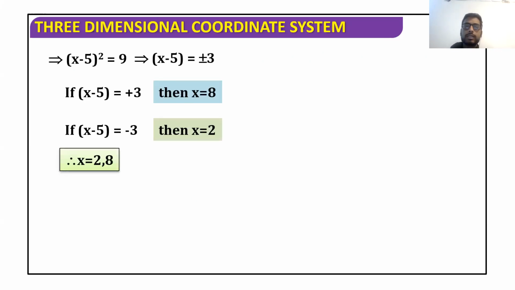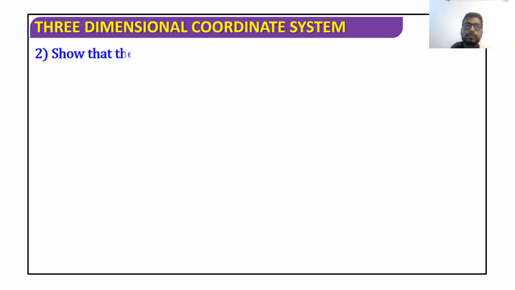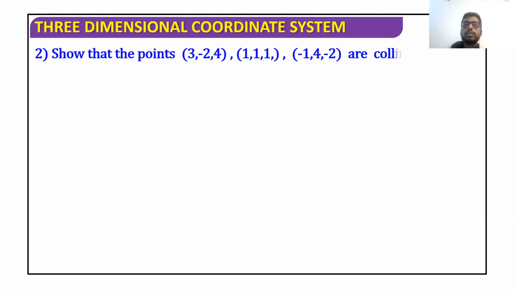So I'm not going to explain the steps. I'm going to assume that you are able to solve the steps. Show that the points are collinear. So I have to show that these 3 points are collinear. In what way can I show this?